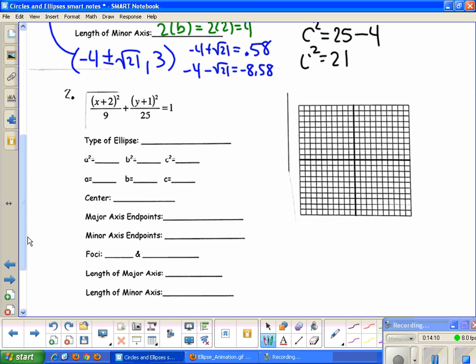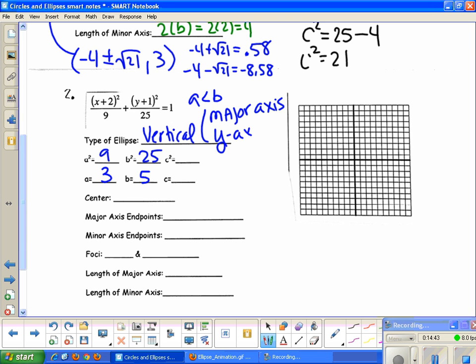All right, for this one, same thing. Notice that now a squared is 9, so the a value is, in this case, 3. My b squared is 25, which means b is 5. So notice that a is less than b. Anytime a is less than b, that means we have a vertical ellipse, which means that the major axis is going to be the y-axis.